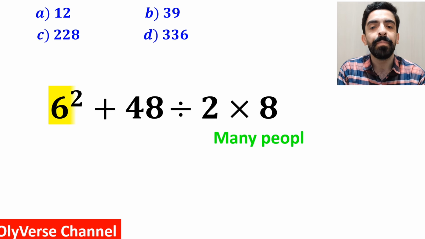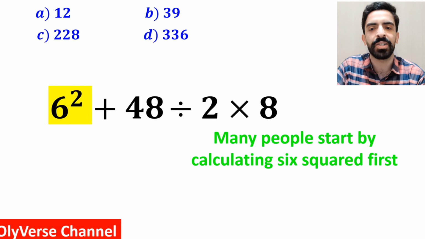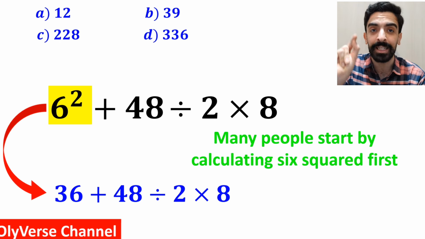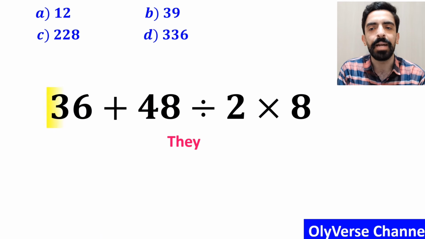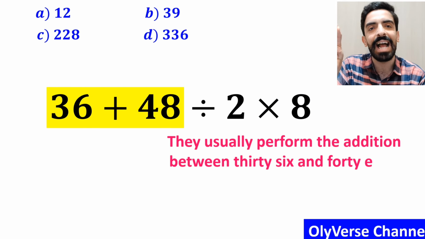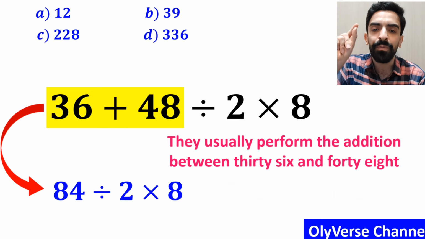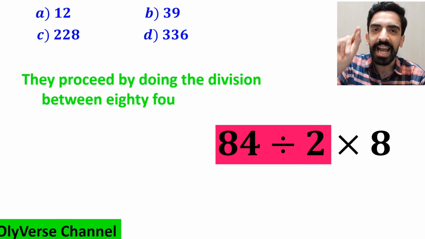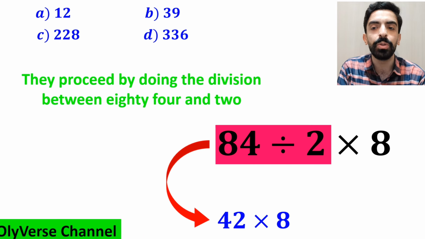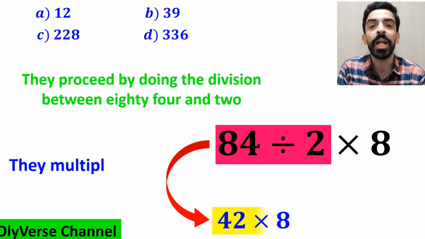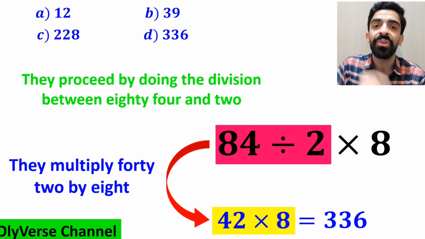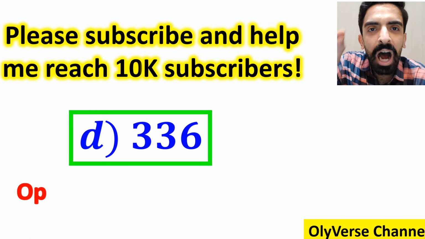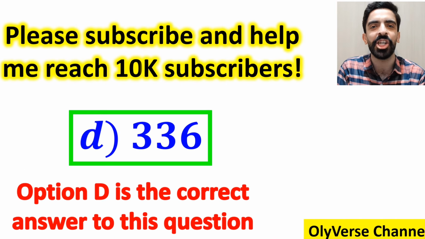To solve this question, many people start by calculating 6 squared first, and instead of the original expression, they rewrite it as 36 plus 48 divided by 2 times 8. And the next step, they usually perform the addition between 36 and 48 and simplify this expression to 84 divided by 2 times 8. Then, they proceed by doing the division between 84 and 2, which gives them 42 times 8. And finally, they multiply 42 by 8, which ends up with the answer 336. Then, without any hesitation, they quickly say that option D is the correct answer to this question.